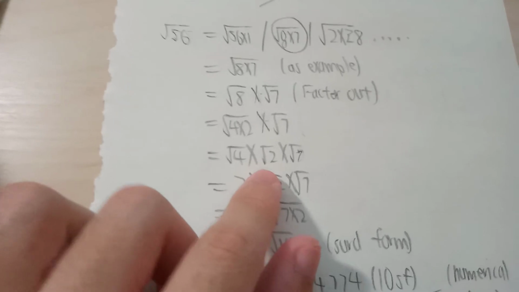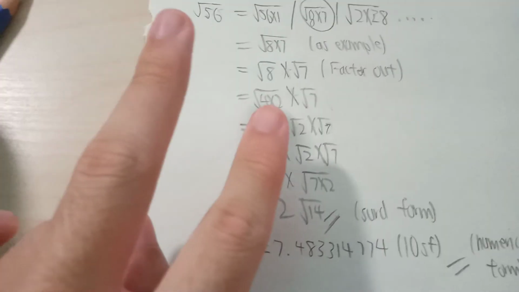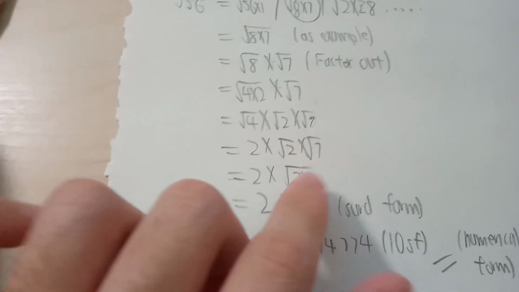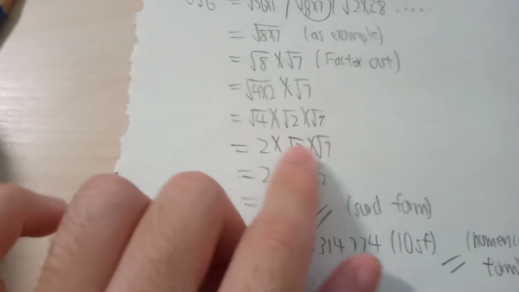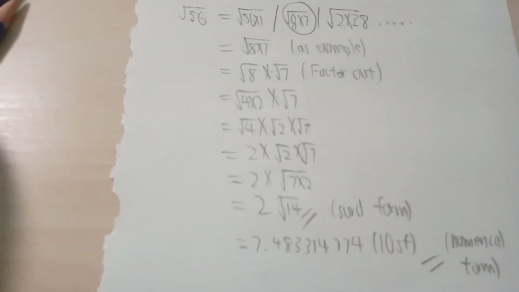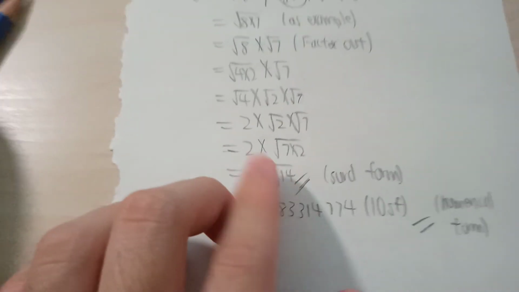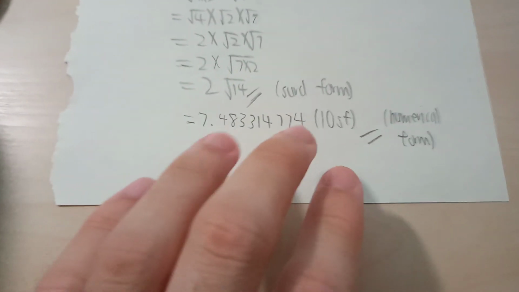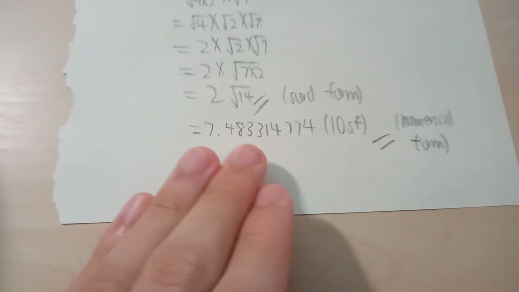So basically you split this up again. Root 4 times root 2. Then carry down root 7. Okay, so root 4 is 2. Essentially, root 2 times root 7 is equal to 2 times root 2 times 7. You combine these together. So it becomes 7 times 2 is 14. So 2 root 14. This is a surd form, if the question asks for surd form. But if the question asks for the final answer, which is numerical form, this will be the answer, in decimal places, 7.483314.